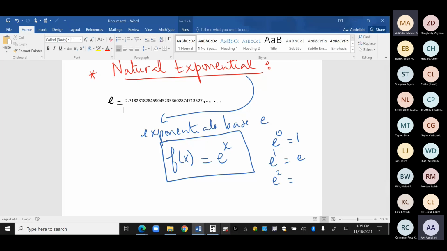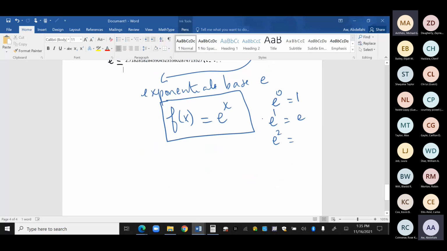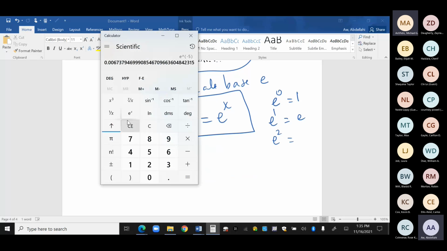If you have a scientific calculator, look. Do you see e? e is right here. You see? That is e. If I want to do e squared, I do e squared like this, you see? 7.389, etc. If I want to do e to the -5 power, I do -5 and then I put e, right? You see 0.0067. Just a number. e is just a number. That is what you call the natural exponential. It is in your calculator like this. You see it here. Okay?